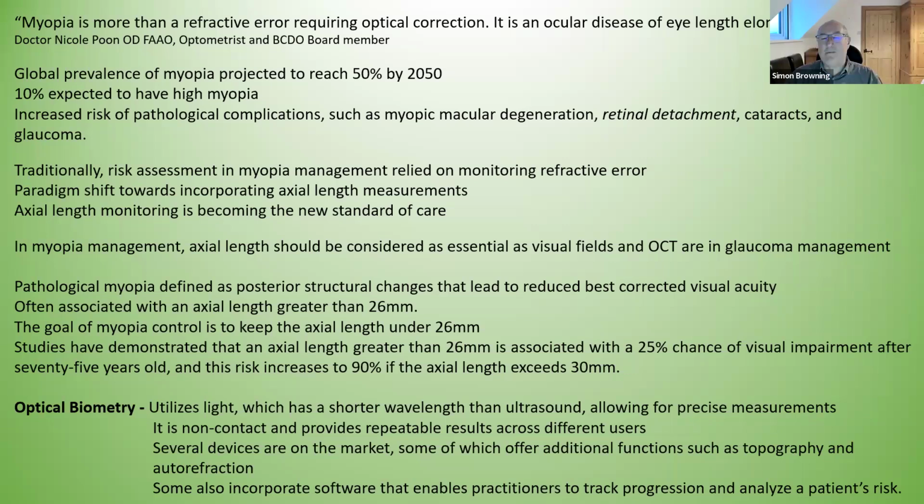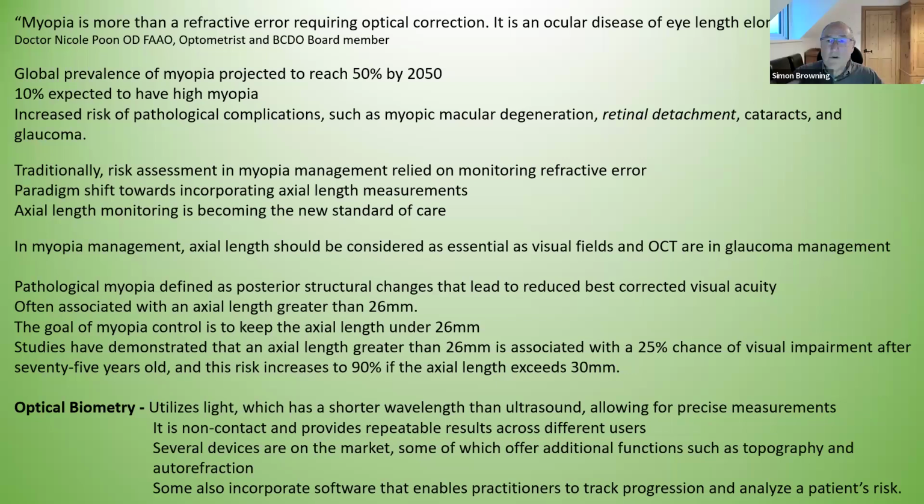So when we look at pathological myopia, we see structural changes, and we're looking at an axial length that's greater than 26 millimeters. So the goal of what we're trying to achieve with myopia control is to keep that axial length under 26 millimeters. And when you look at what the statistics show you here, an axial length greater than 26 millimeters, there's a 25% chance of visual impairment. But that increases to 90% if the axial length is 30. So a huge increase once we get beyond 26 millimeters.